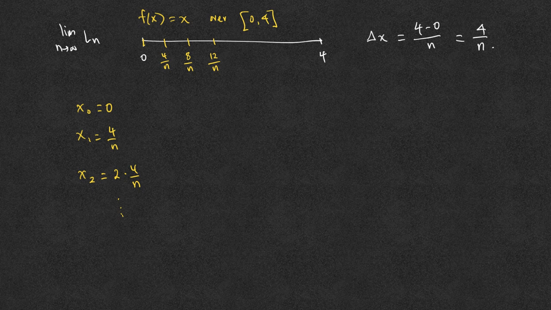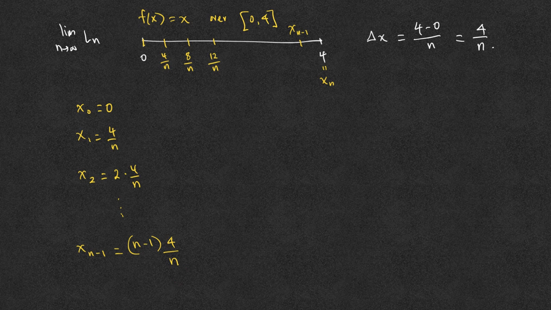The last endpoint that we will need to use is actually x sub n minus 1, not x sub n, because we're using the left endpoint. But x sub n minus 1 is not 4. x sub n minus 1 is n minus 1 times 4 over n. Recall that if we want to have x sub 1, we would take 1 times delta x. x sub 2 is 2 times delta x. Therefore, x sub n minus 1 is n minus 1 times 4 over n, 4 over n being delta x.